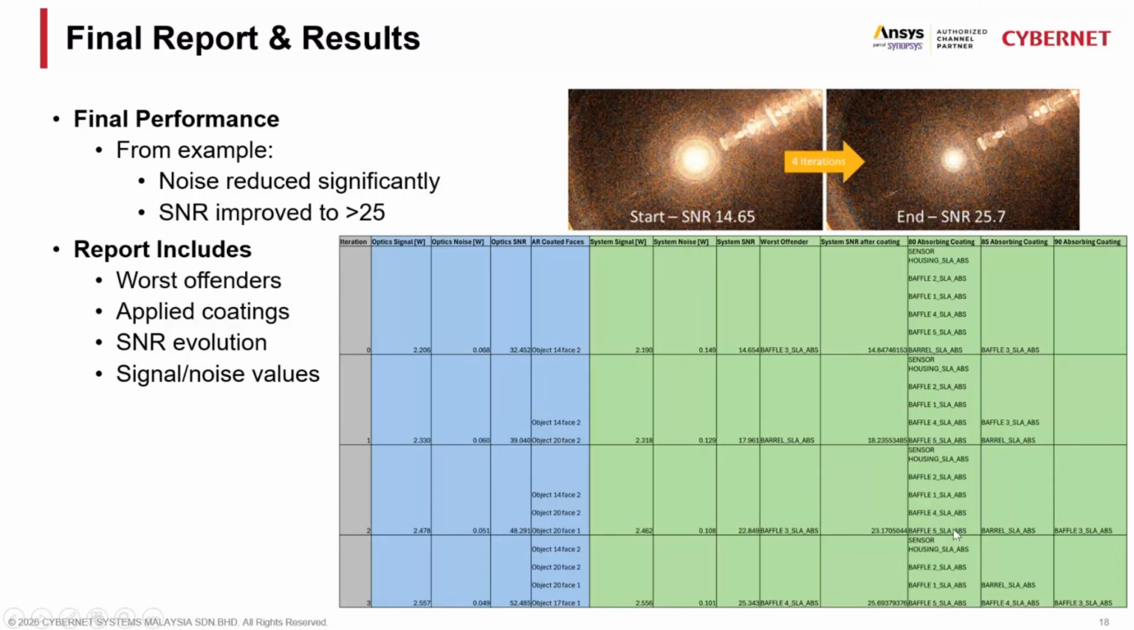So when we change this, and also the coating on the surface, you can see the system signal keeps increasing and the noise keeps reducing. So at the system SNR, you will see the final is increasing. That means improving the SNR will reduce the stray light on the surface.